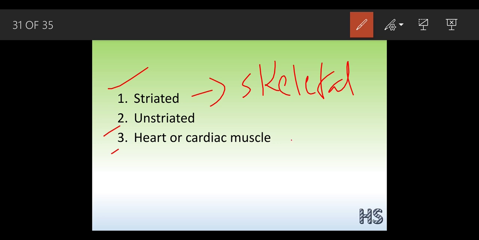They are voluntary in nature. What do you mean by the word voluntary? Voluntary means which is under our control, which is under the control of the will.